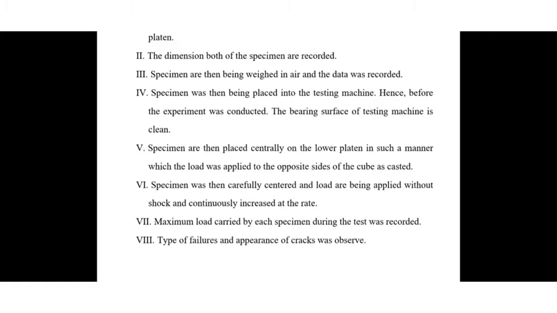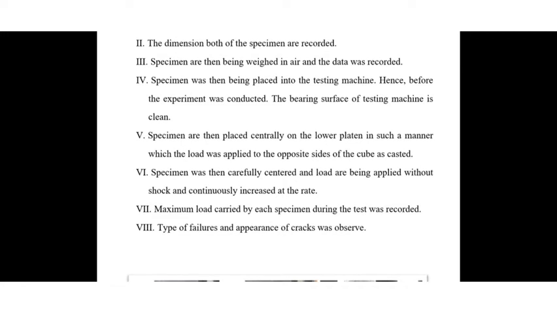The dimensions of both specimens are recorded. The specimens are then weighed in air and the data is recorded. The specimen is then placed into the testing machine, after the bearing surface of the testing machine is cleaned. The specimen is placed centrally on the lower platen in such a manner that the load is applied to the opposite sides of the cube as cast. The specimen is then centered and the load is applied without shock.